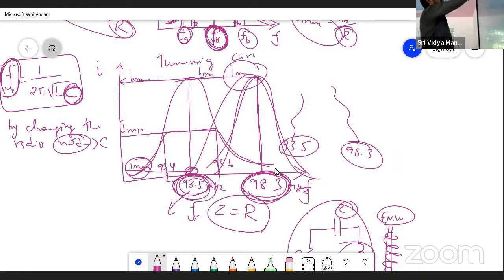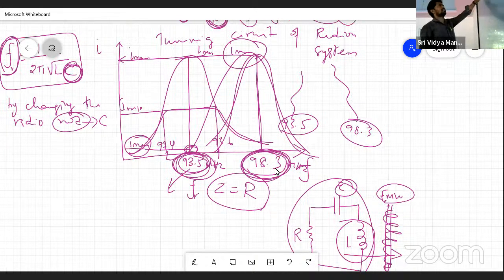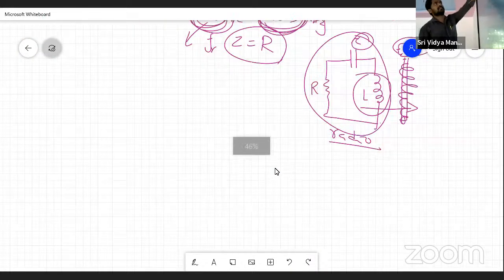The tuning circuit of a radio system or TV system is a very important application of the resonance RLC circuit. And the next topic is: what do you mean by quality factor? The next important topic is quality factor.